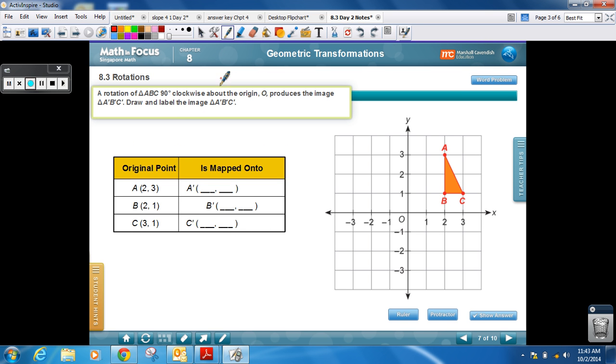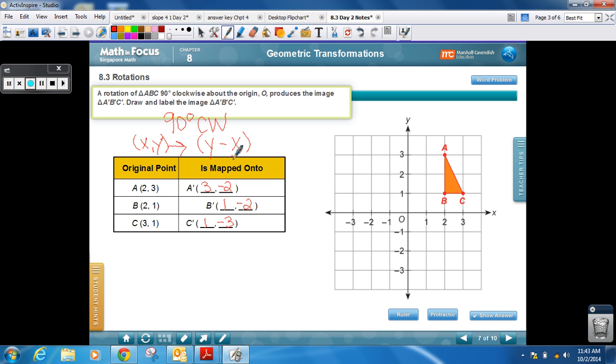Okay, so here's our next one. We're doing 90 degrees clockwise. So if I look back at my notes, 90 degrees clockwise takes the original X, Y and maps it onto Y, -X. So Y is 3, -X is -2. B was at 2, 1, so B prime, Y is 1, the opposite of X is -2. C was at 3, 1, C prime then should be at 1, -3.